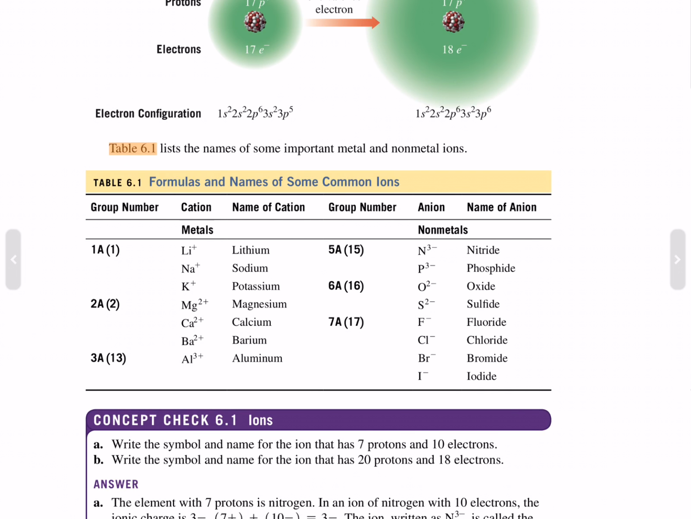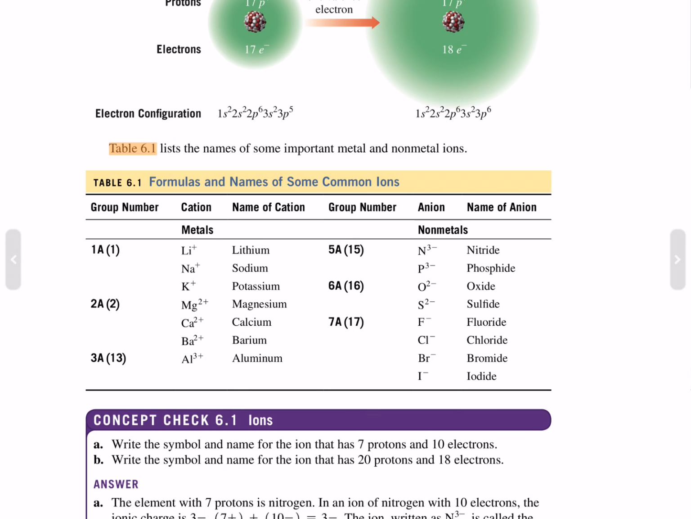Formulas and names of some common ions. Lithium ion, Li positive 1. Sodium ion, Na positive 1. Potassium ion, K positive 1. Magnesium ion, Mg positive 2. Calcium, Ca positive 2. Barium ion, Ba positive 2. Aluminum ion, Al positive 3.